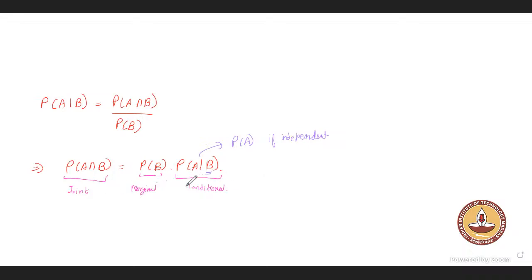In case of dependent, it would be marginal times conditional, A given B. We need to compute this probability. But if it's independent, it's not required to compute A given B; we will get probability of A only. In the reverse way, if probability of A intersection B equals probability of A times probability of B, then to check for independence, we multiply these two, and if the intersection is the same, then we can claim that it is independent. For independence, we check only this.